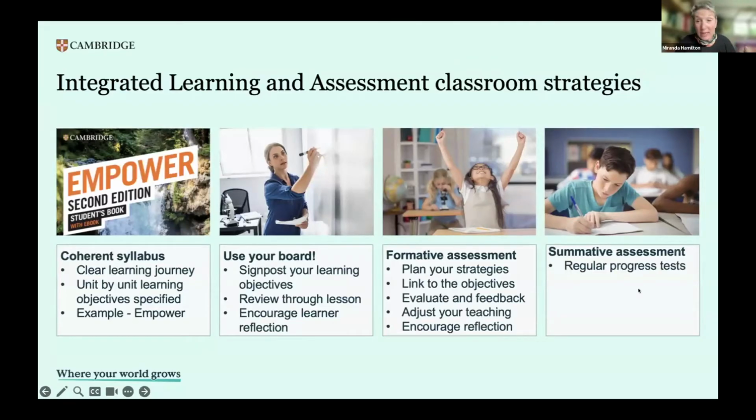Summative assessment, regular progress tests, and many course books offer those progress tests, such as Empower and the other books I mentioned. Link them to your learning objectives. So any progress test must be linked to what you've been teaching in the lesson or during that week. Otherwise, it's not achievable for the learner. And evaluate their progress. You're capturing evidence with those tests. You can assess what they know, what they can do, and give them feedback.